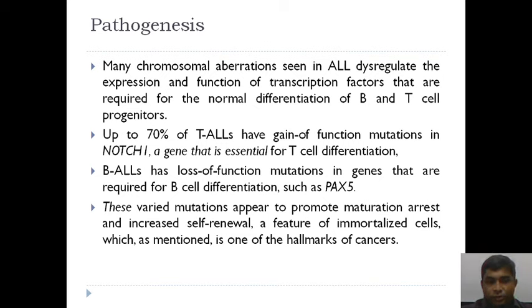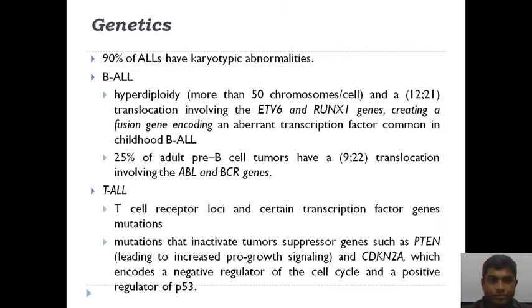To mention, these are a few mutations, but there are different other chromosomal and genetic abnormalities. These varied chromosomal abnormalities and mutations promote maturation arrest and increase self-renewal, and these are considered as hallmarks of hematopoietic cancers.